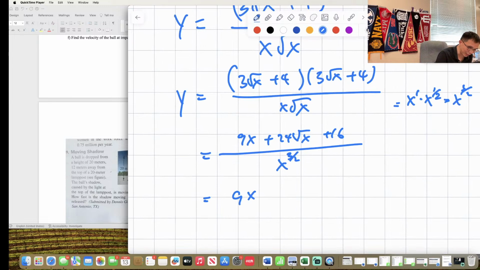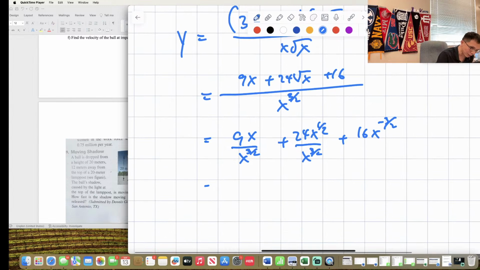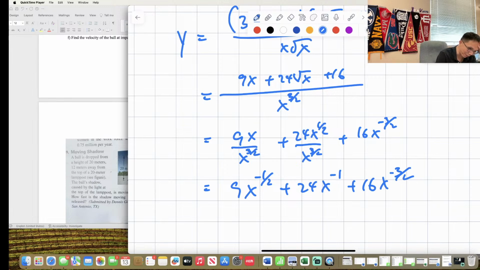It'll be 9x over x to the 3 over 2. You can split them. Why you split them? Because you can use power rule. This one's going to be x to the negative 3 over 2. This one's 9x to the negative half plus 24x to the negative 1 plus 16x to the negative 3 over 2. I haven't taken a derivative yet.